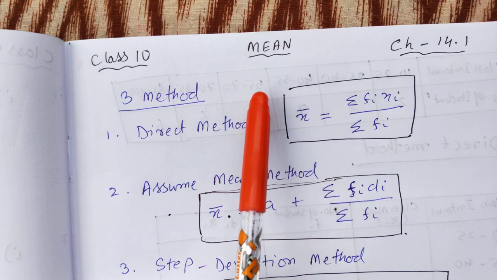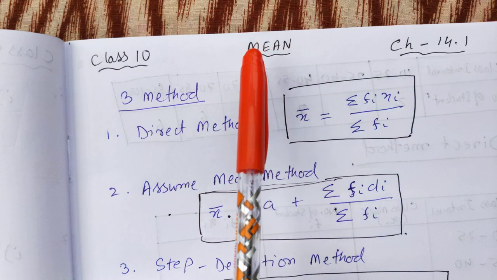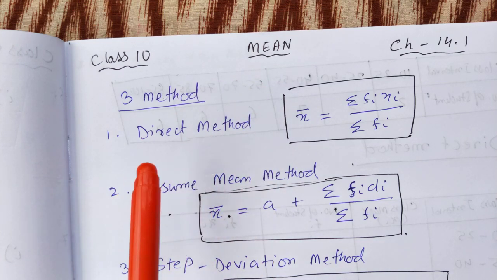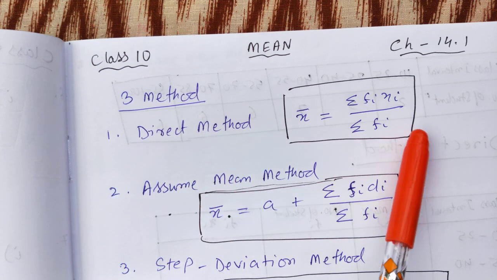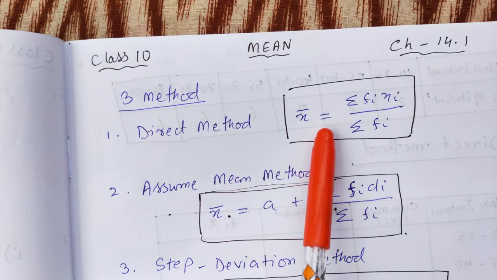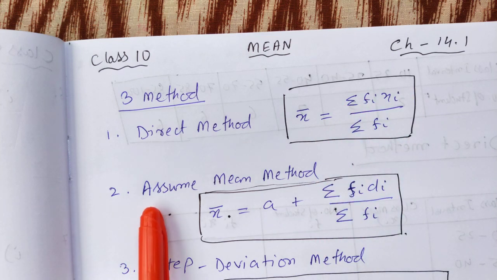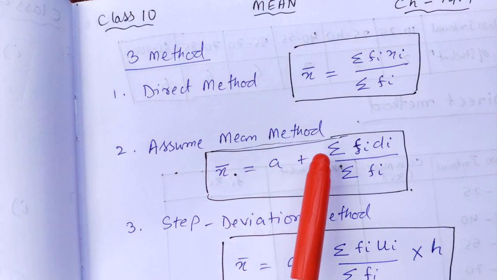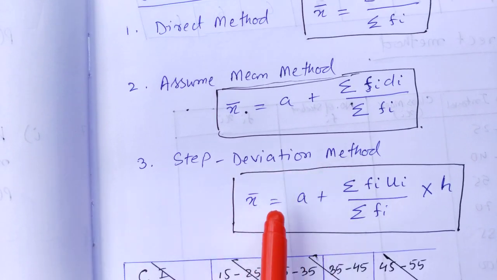Chapter 14.1, statistics. Chapter 14.1 is based on mean, and to find the mean we have three methods. The first one is the direct method. For the direct method we use this formula: mean equals summation of fi xi divided by summation fi. The second method is the assumed mean method: mean equals a plus summation fi di divided by summation fi. And the step deviation method, this is the formula. These three formulas you have to know.